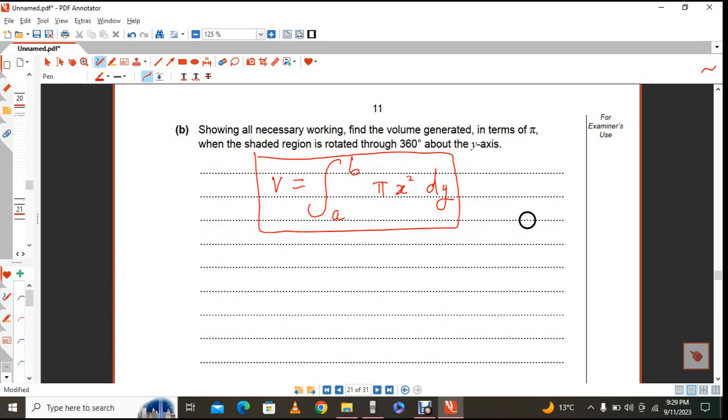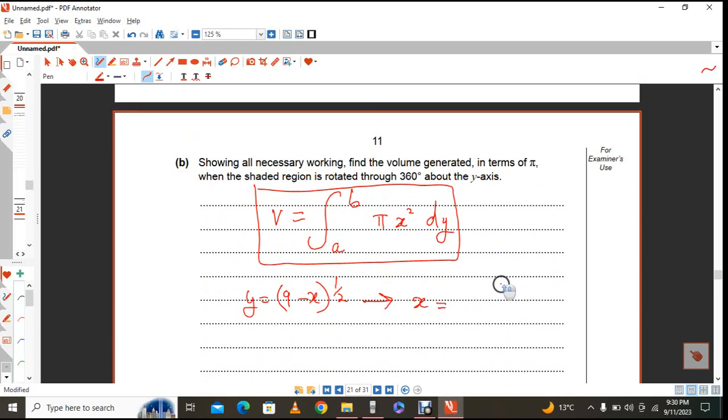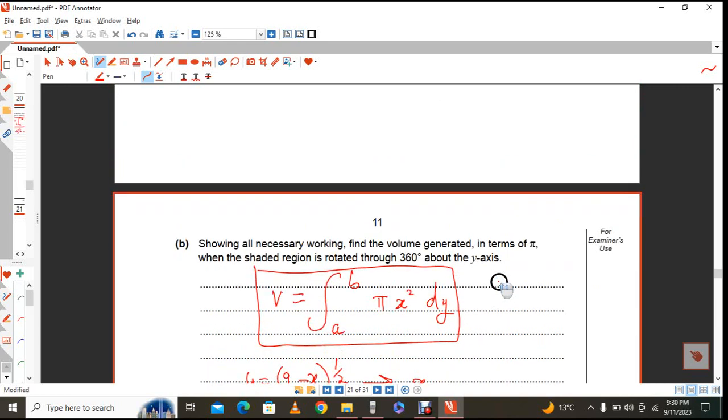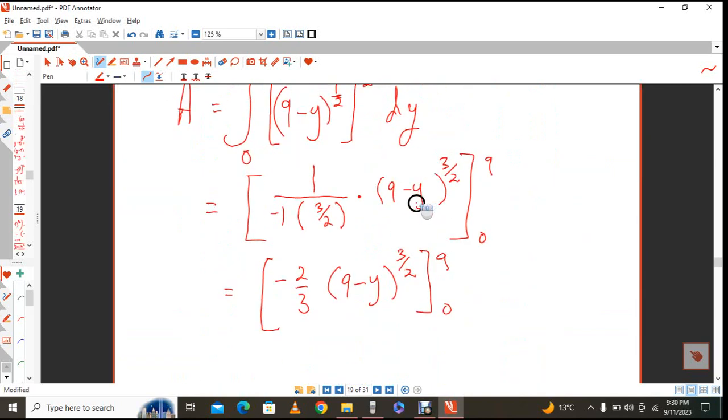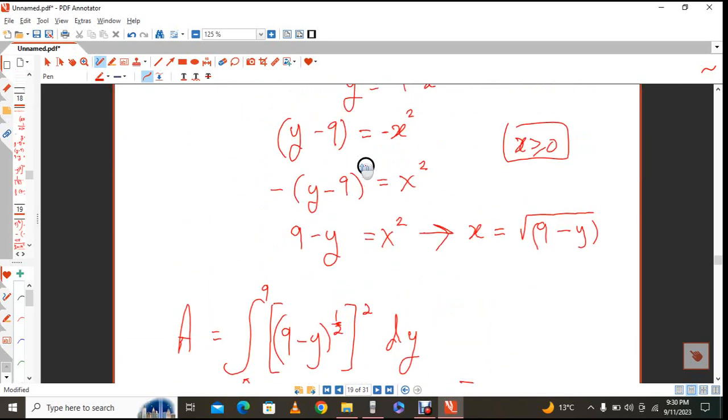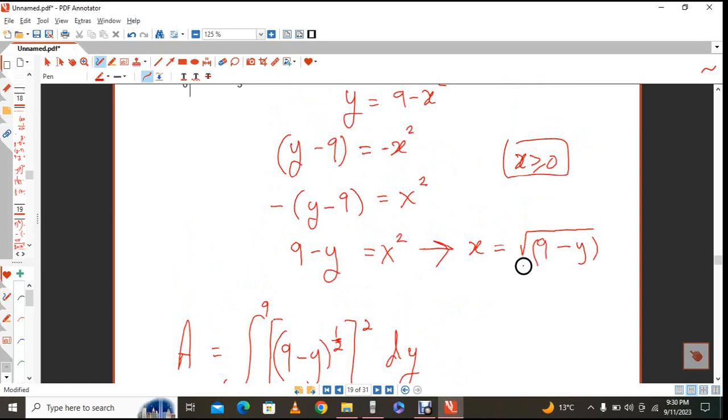Now from our work before, we know that our formula was y equals 9 minus x, again raised to the power of a half. And when we made x the subject of the formula, remember we had, if I just go back so that we can get it, all the way back we had 9 minus y. Can you see that? 9 minus y over here. This is what I'm looking for.